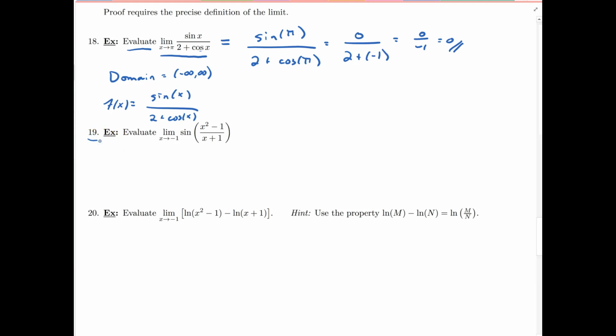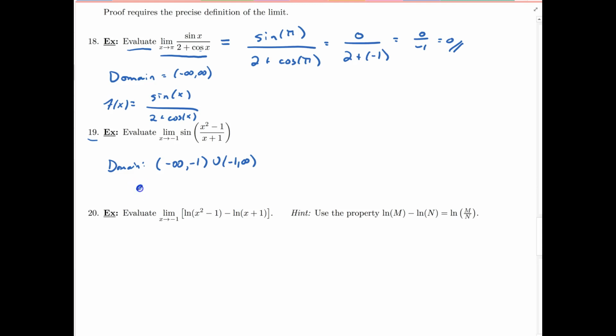Okay? Now let's look at 19 here. 19 is a more interesting question. The domain of 19, let's see, the domain will be from minus infinity to -1, unioned with -1 to infinity. So the domain of this function is not all real numbers. Specifically, we're excluding -1, and that's precisely our limit value. Okay, so I cannot evaluate this limit through direct substitution.